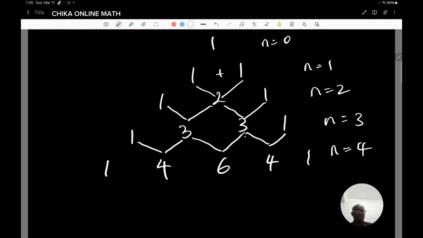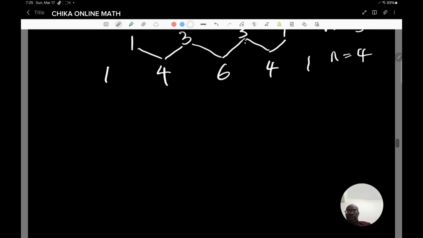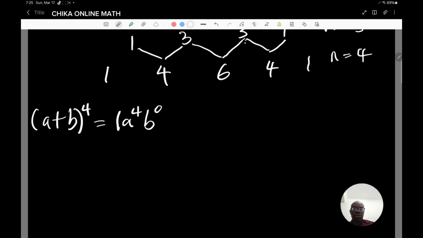So we see how easy it is to generate. Let's use this Pascal's triangle to evaluate (a + b) raised to power 4. The coefficient of the first term is 1. You see 1, 4, 6, 4, 1. We use 1, and the power of a will start with a raised to power 4. Then b is b raised to power 0.